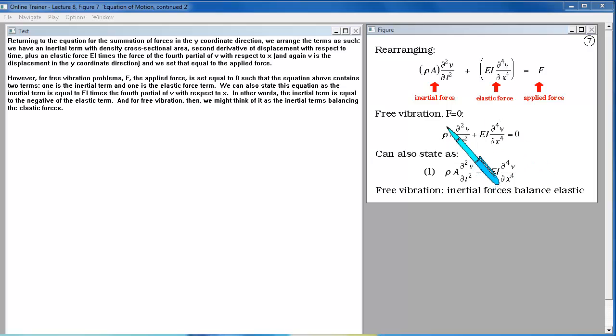We can also state this equation as the inertial term is equal to the negative of EI times the fourth partial of v with respect to x. In other words, the inertial term is equal to the negative of the elastic term. And for free vibration, then, we might think of it as the inertial terms balancing the elastic forces.